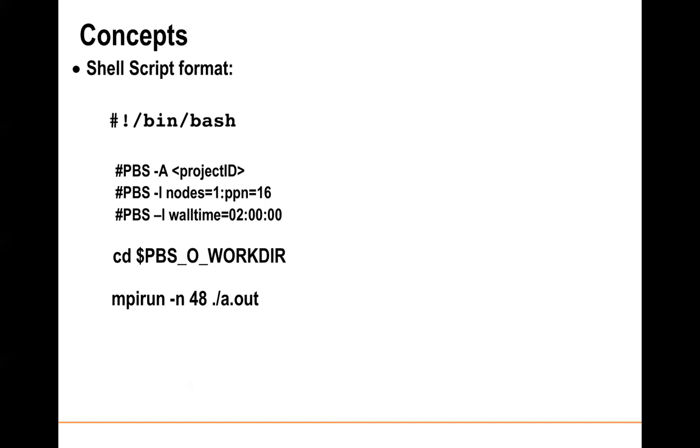And then the last line there is going to be the execution line. This is telling it I'm running an MPI program, so I use the mpirun command, and I want to run, in this case, 48 copies of that. Now what that's going to do is try and run 48 copies of that program on just that one node. So you might want to reduce that number down to 16, and that way you're only running one copy of a.out per core, and you get better performance that way.